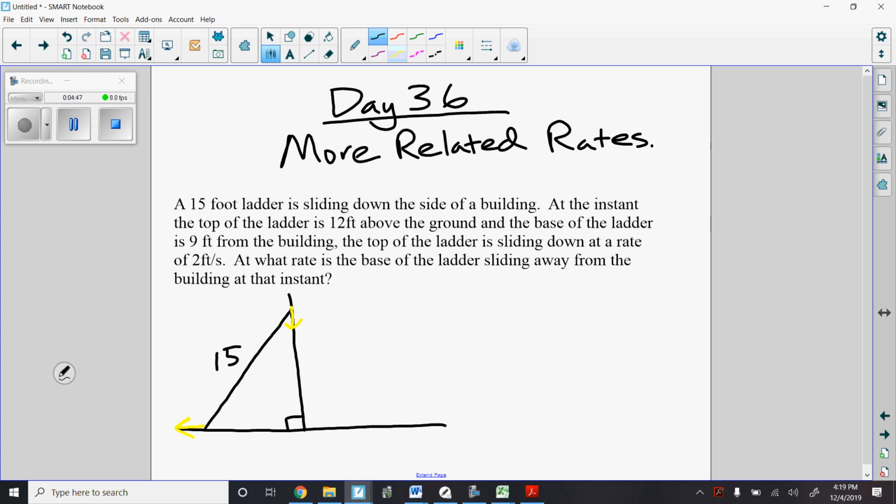However, as this thing slides down, I can tell that that base is going to be changing over time, and that height is going to be changing over time. So I want to assign those variables for my initial picture here.